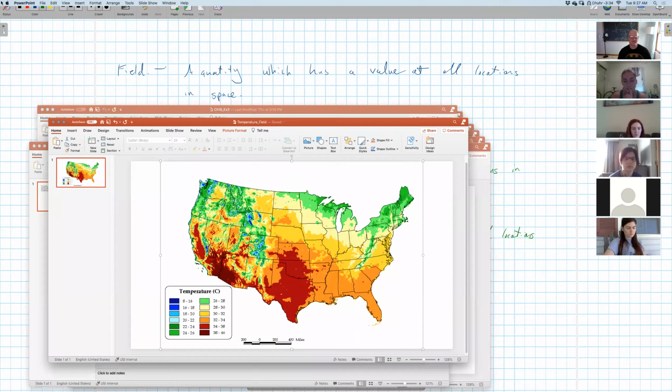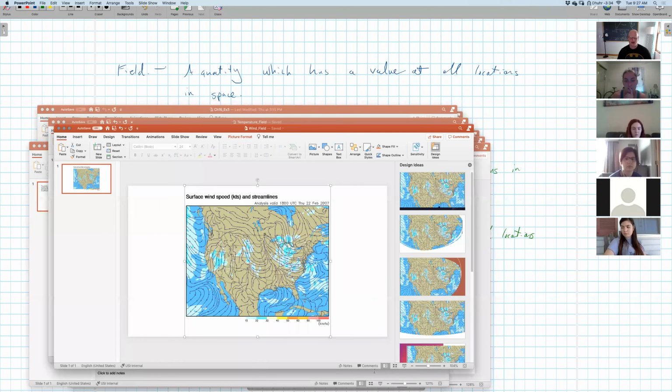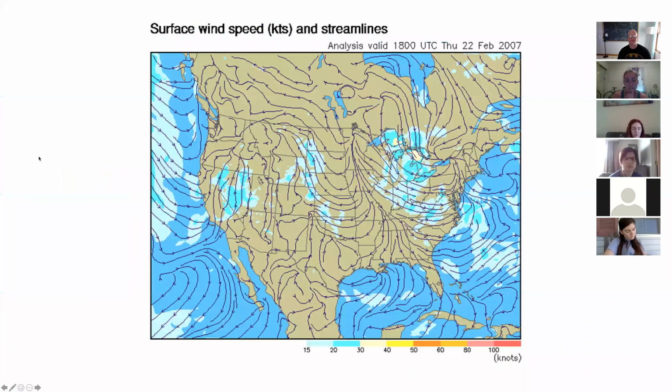A vector field would be like a wind map. So if I was looking at something like this, this is the surface wind speed and the streamlines. This is also, again, continental US, a little bit of South America with Canada on here. But here, this would be a vector field. Here, again, at every location in space, there is a given value. So if I was looking at, let's say down here, New York City, in this case, its value would correspond to around what? I'm trying to determine what that color is.